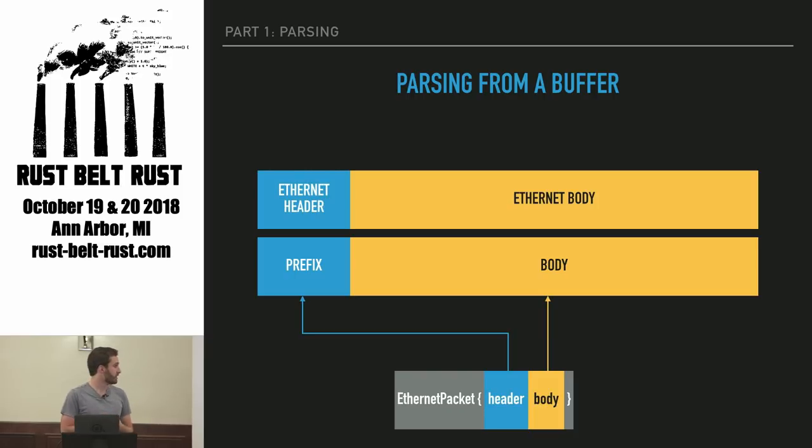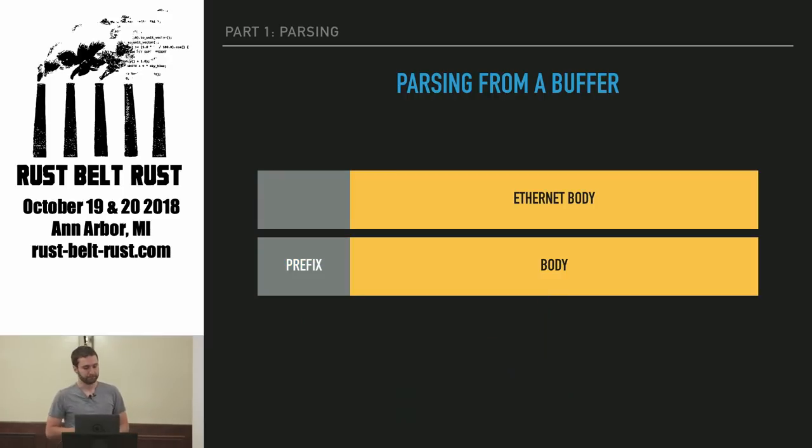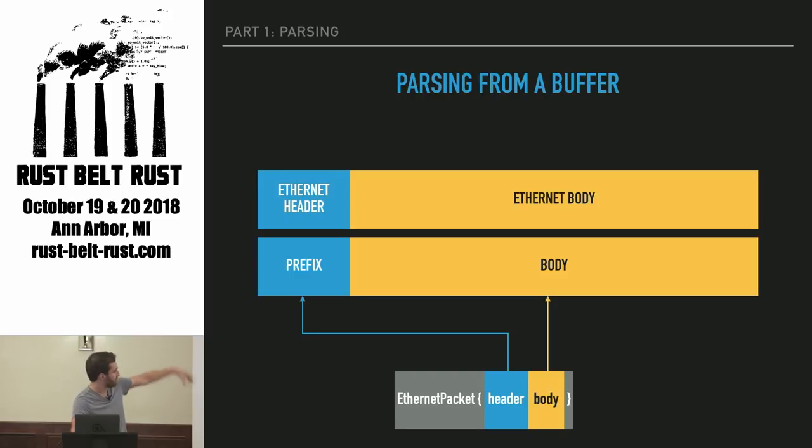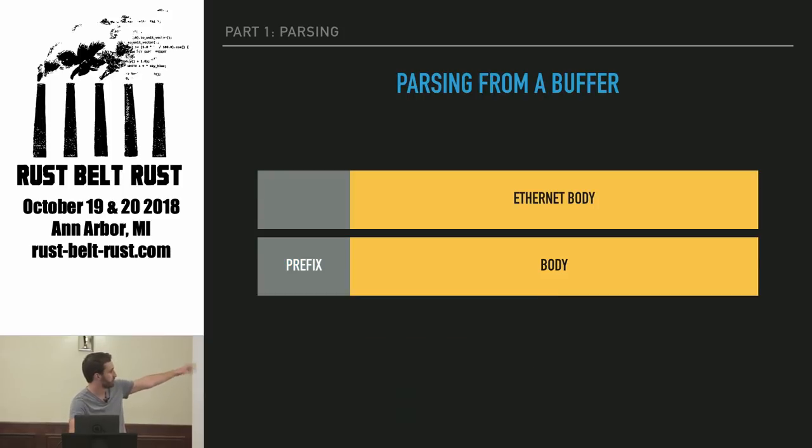Last thing to note is because these are references, the Ethernet packet object borrows the buffer. So if we want to actually move the buffer around, which we will want to do, we have to drop the packet first. And so a pattern that you're going to see over and over again is first we parse, then we operate on that actual object, and then before we do anything else, we drop it. And then we pick up where we left off, but now we've forgotten about that thing, right?